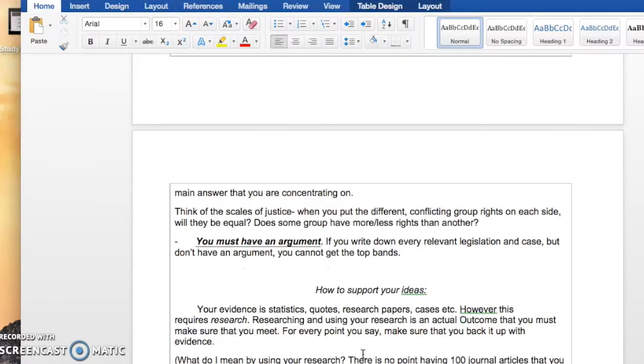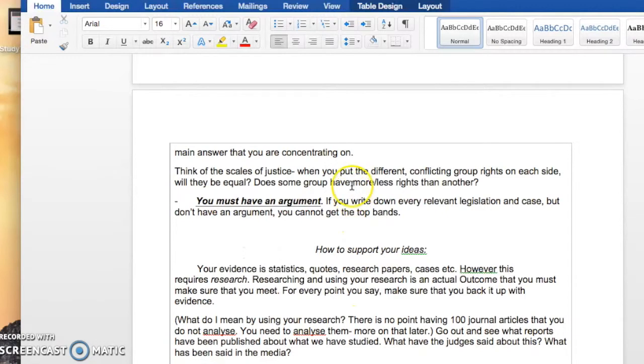So let's keep going. Think about the scales of justice. When you put the different conflicting groups' rights on each side, will they be equal? Does some group have more or less rights than others? And be specific in which area. Again, you must have an argument. If you write down every relevant legislation and case, but you don't have an argument, you can't get into the top bands. You need to be very specific with your argument.